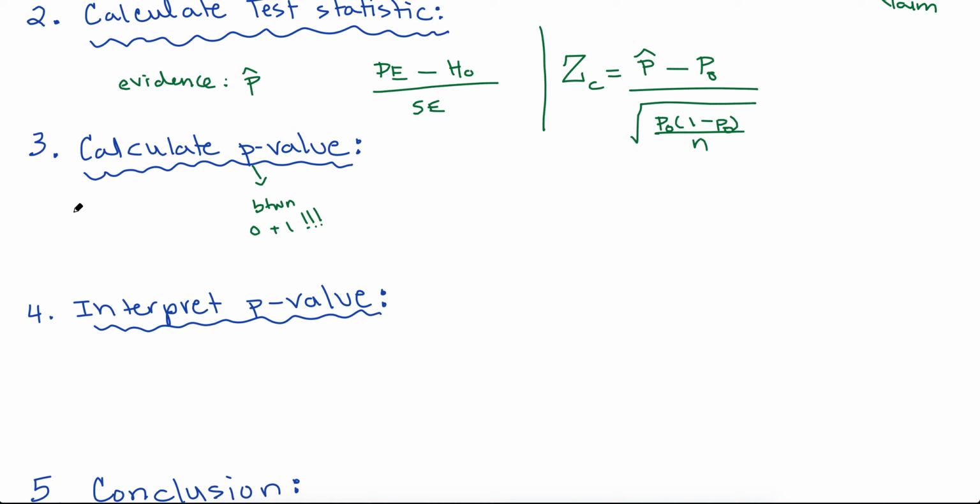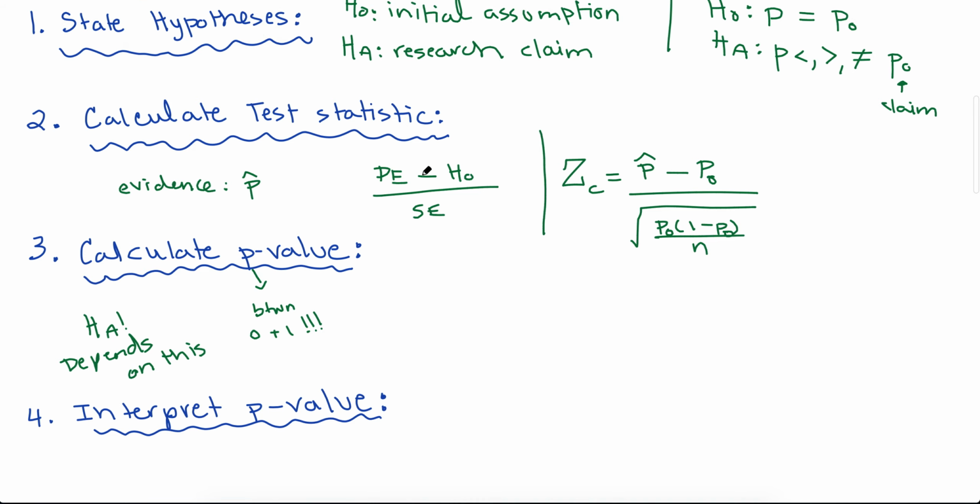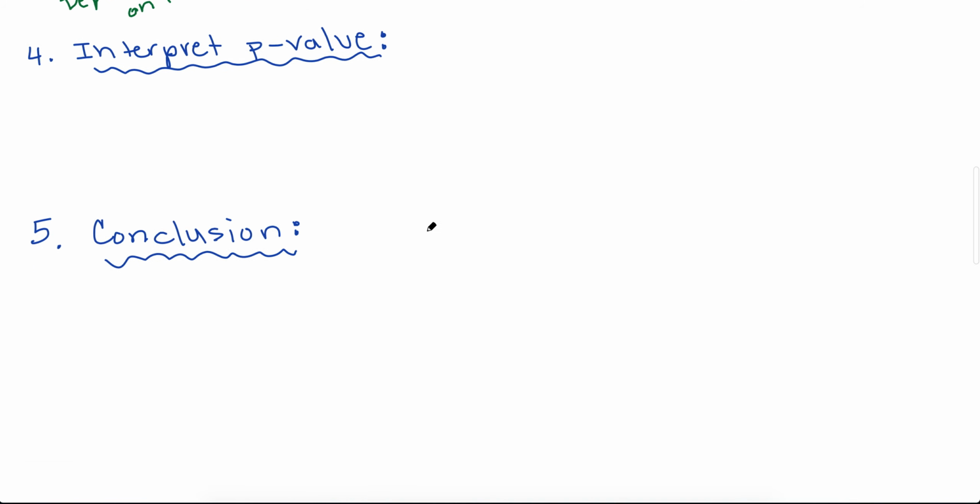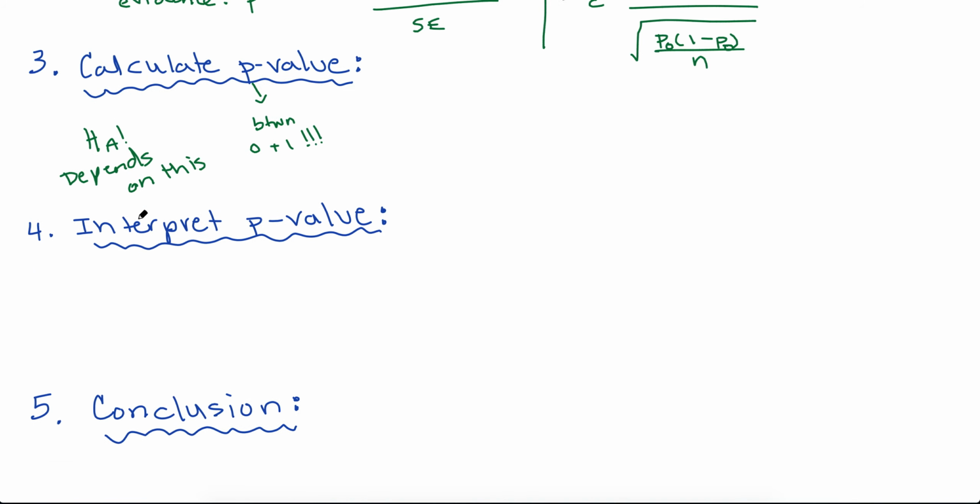Okay, so we also said it depends on HA, for what we mean by the more extreme part of this calculation. So we had three different versions for HA, if you remember. Our research claim could be less than, greater than, or not equal to. So we need to consider each of those cases. So we had HA less than as one option.